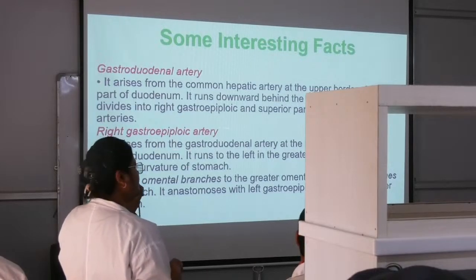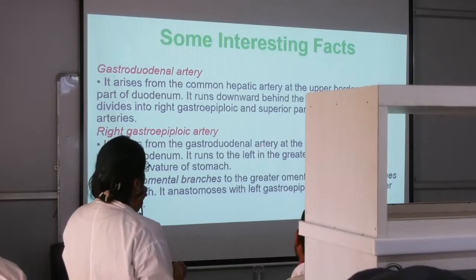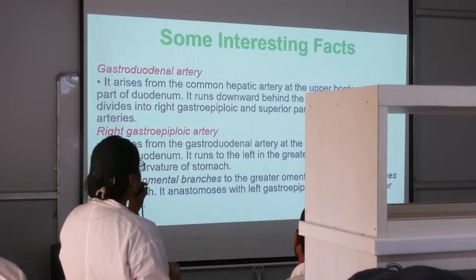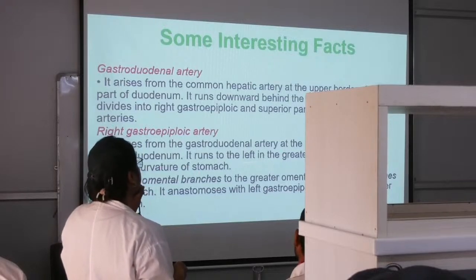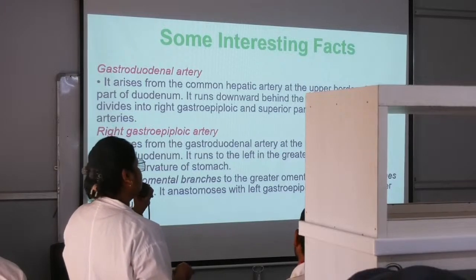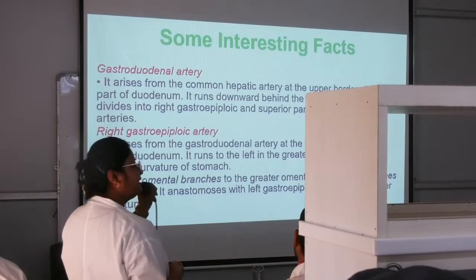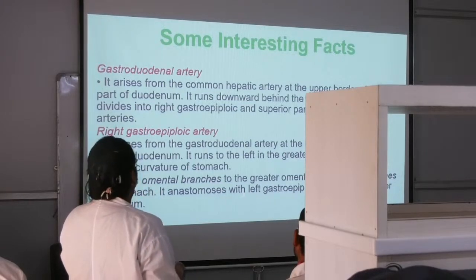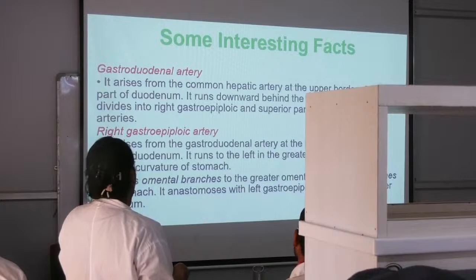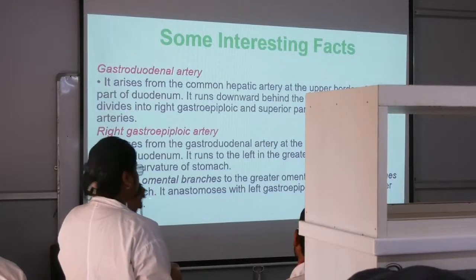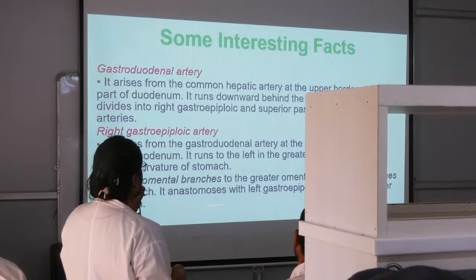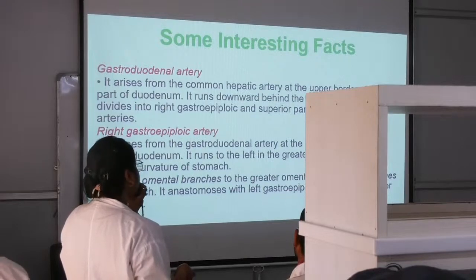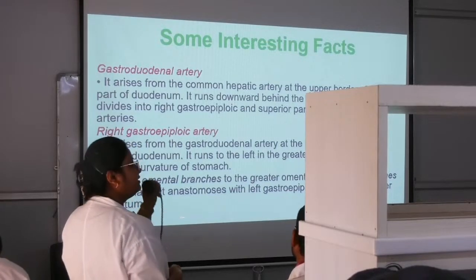Then right gastroepiploic artery. It arises from the gastroduodenal artery at the lower border of the first part of the duodenum, and it runs to the left in the greater omentum along the greater curvature of the stomach. It gives omental branches to the greater omentum and gastric branches for the stomach, and anastomoses with the left gastroepiploic artery in the greater omentum.